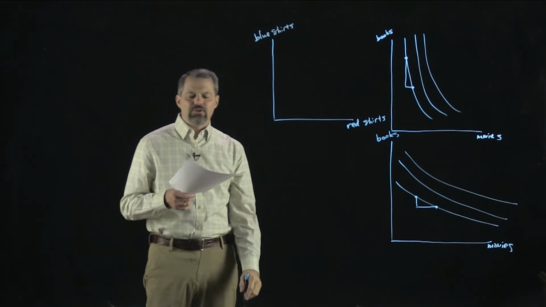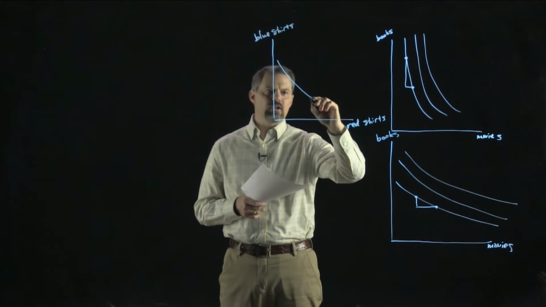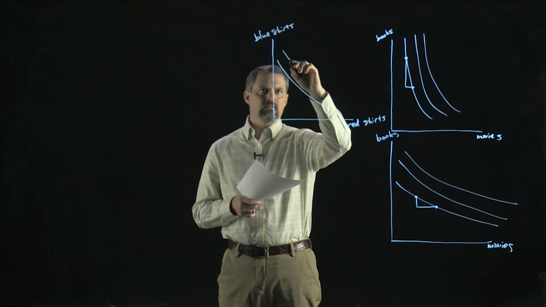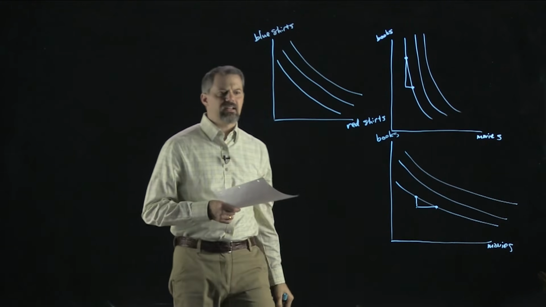Those are very substitutable, and in that case, the indifference curves are going to have very little curvature. It's going to look something like that.